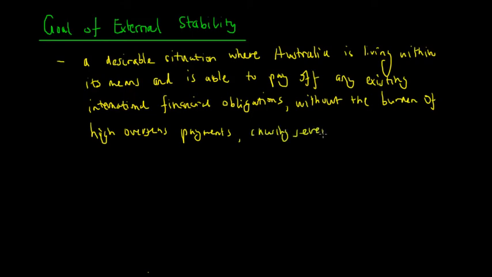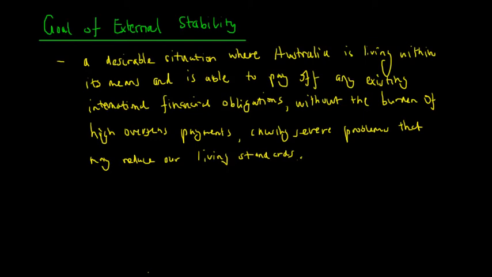causing severe problems that may reduce our material living standards. But we'll just use living standards as a broad categorization. So this is a fairly long definition. It is a desirable situation where Australia is living within its means and is able to pay off any existing international financial obligations without the burden of high overseas payments causing severe problems that may reduce our living standards.